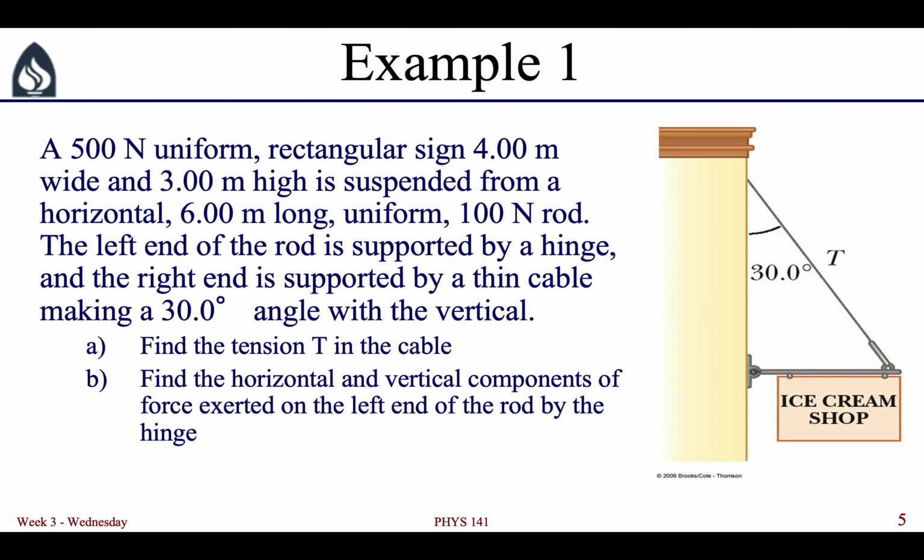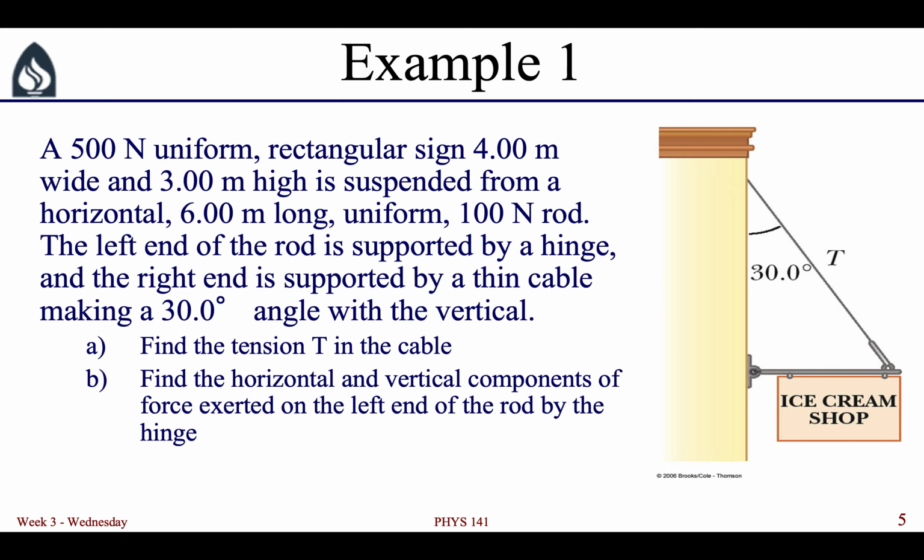So let's look at an example where we can apply these ideas, both finding the torque from gravity and also looking at an object that is in equilibrium. So in this example, we have a 500 Newton uniform rectangular sign, which is 4 meters wide and 3 meters high. It's suspended from a horizontal 6 meter long uniform 100 Newton rod. The left end of the rod is supported by a hinge, and the right end is supported by a thin cable, making a 30-degree angle with the vertical.